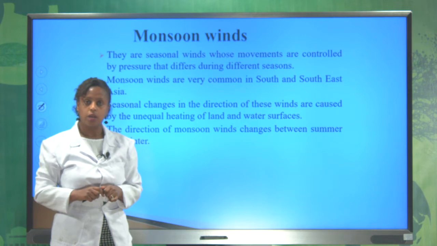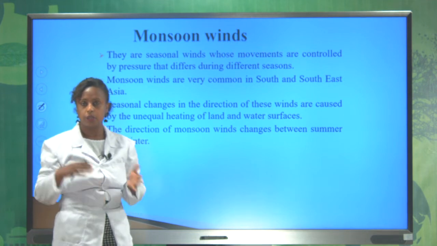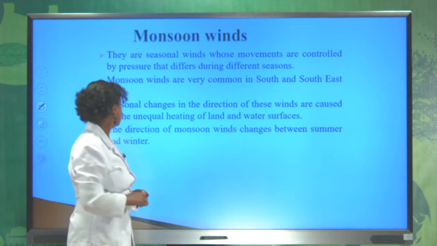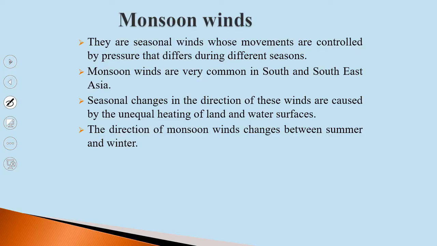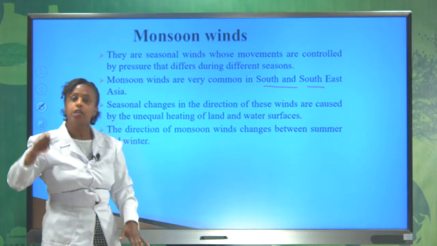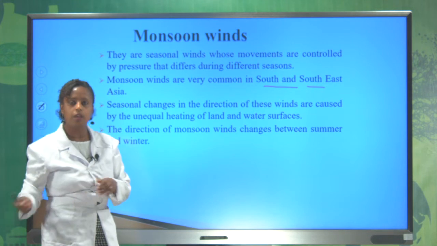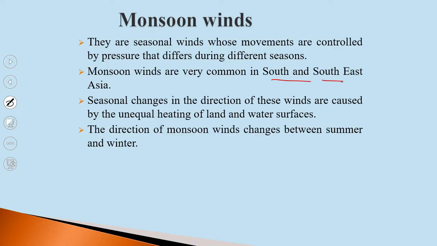Monsoon winds are another wind type. They occur seasonally, controlled by pressure that differs between the summer and winter seasons. The monsoon winds are common in South and Southeast Asia. The seasonal change in the direction of wind is caused by unequal heating between land and water. So the monsoon wind direction changes between the summer and winter seasons.